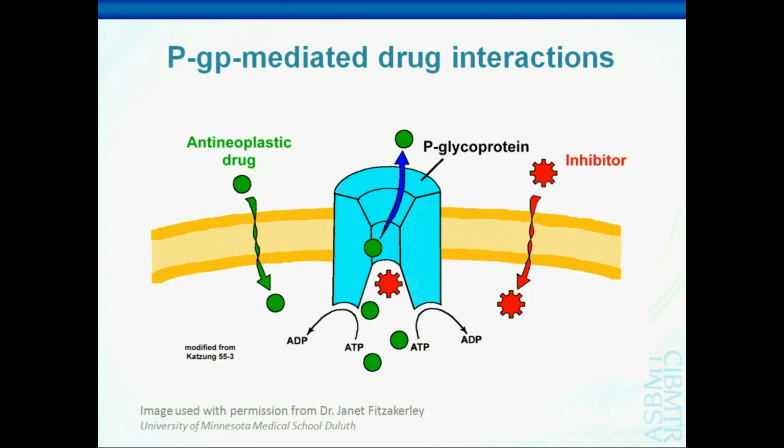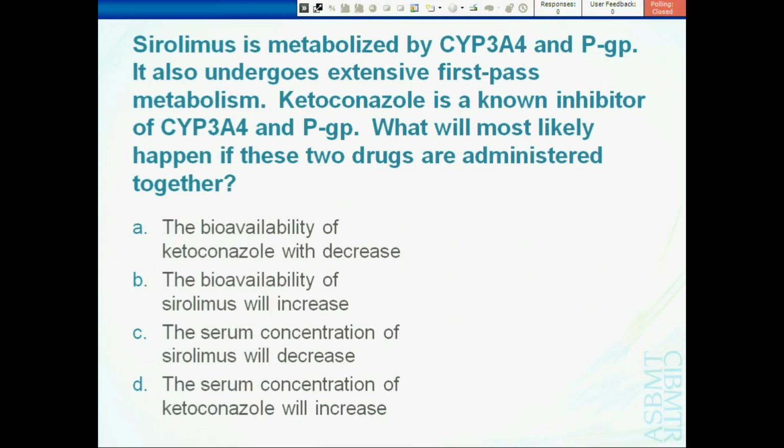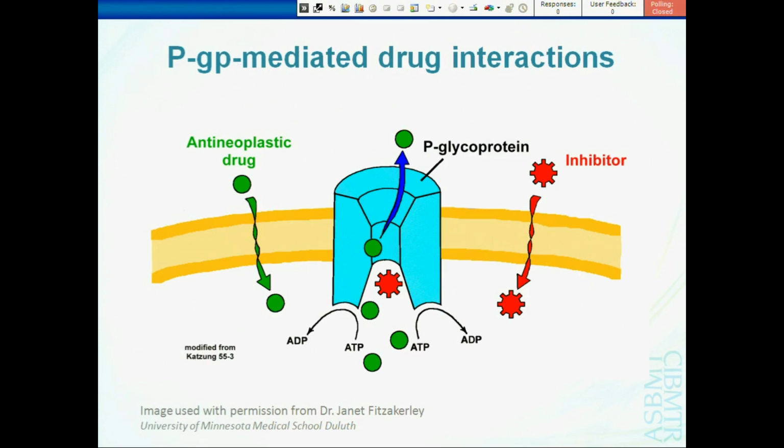This is just another pictorial to show how the interaction happens. So an anti-neoplastic drug, you could replace it with a non-anti-neoplastic drug, absorbs into the cell and binds to the P-glycoprotein receptor and essentially gets kicked out and is eliminated from the body. However, in the presence of the inhibitor, it prevents this efflux pump from pumping it out of the cell, keeping it within the cell and causing its action.